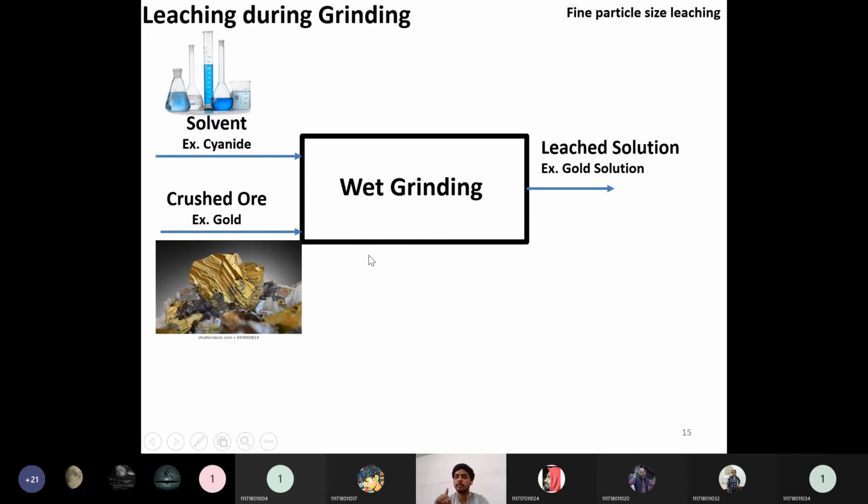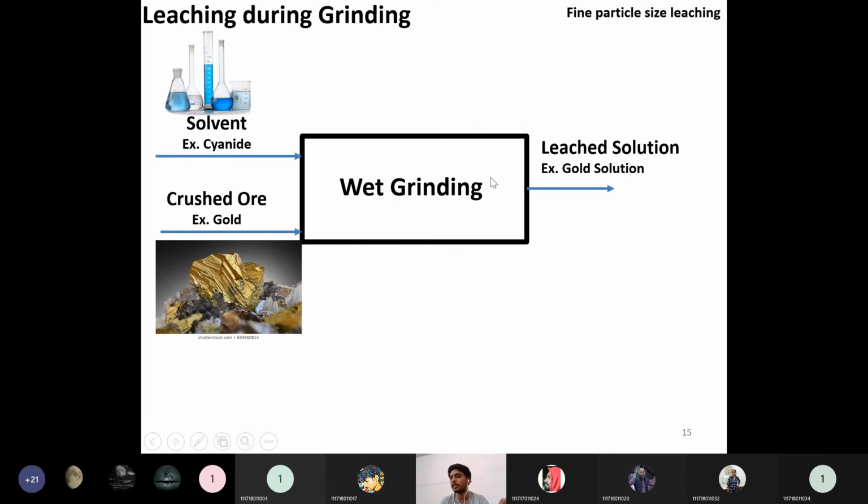It may be a ball mill, an attrition mill, a rod mill or something else. Whatever the mill, the operation carried out here is a size reduction operation. But along with this size reduction operation, when you inject the solvent here, the leaching operation will also take place. So the solvent will be flowing parallel to the ore during the crushing operation.